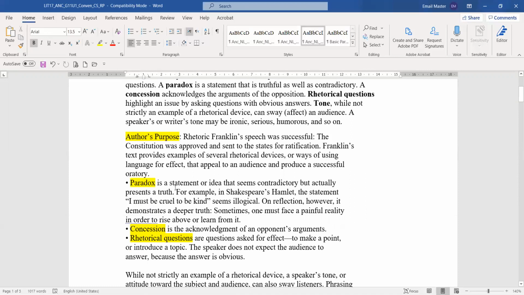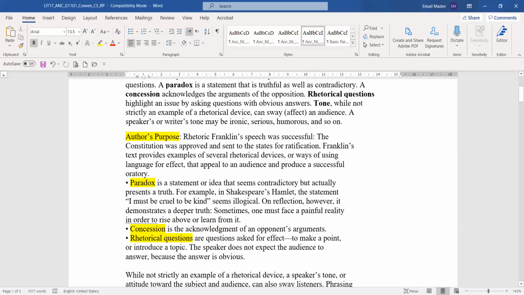So what is a paradox? It's a statement or idea that seems contradictory, but actually presents a truth. So contradictory means you put two opposite ideas in your statement, like here in Shakespeare's Hamlet, the statement "I must be cruel to be kind" seems illogical. How can it be? But on reflection, it demonstrates a deeper truth. Sometimes one must face a painful reality in order to rise above or learn from it. This is what it means.